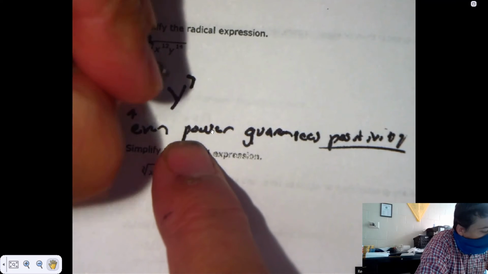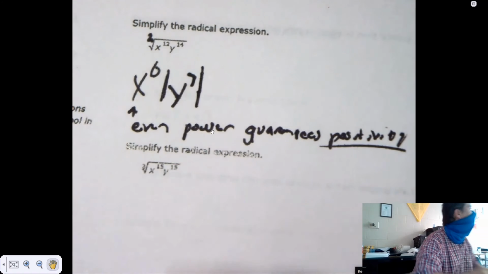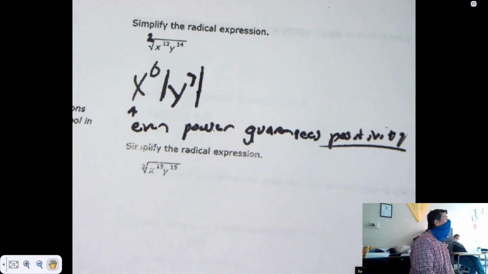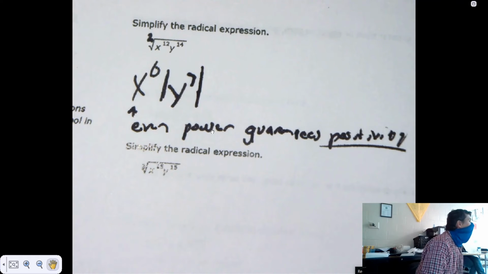It has to be encapsulated in absolute value bars. You pulled an odd piece from an even root. Anytime you pull an odd piece from an even root, you wrap in bars. That's all you do. It's really not that much different than anything you've done in the past. You just got to remember this little thing.